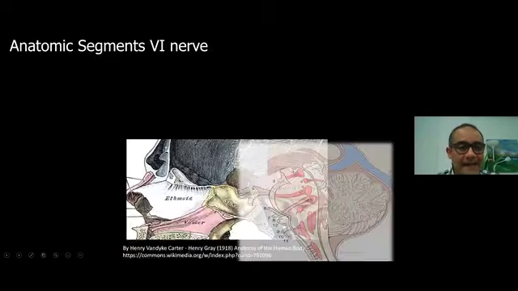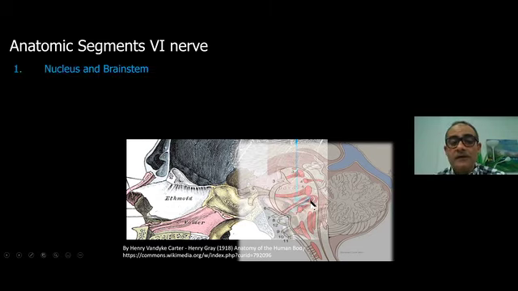Now, what are the segments of the sixth nerve? I want to cover anatomy whenever it's possible. We start again with the nucleus in the dorsomedial part of the pons. This will be the first segment, the nucleus and the brainstem part. The nerve exits at the pontomedullary junction, the junction between the pons and the medulla, and then it courses in the prepontine cistern.